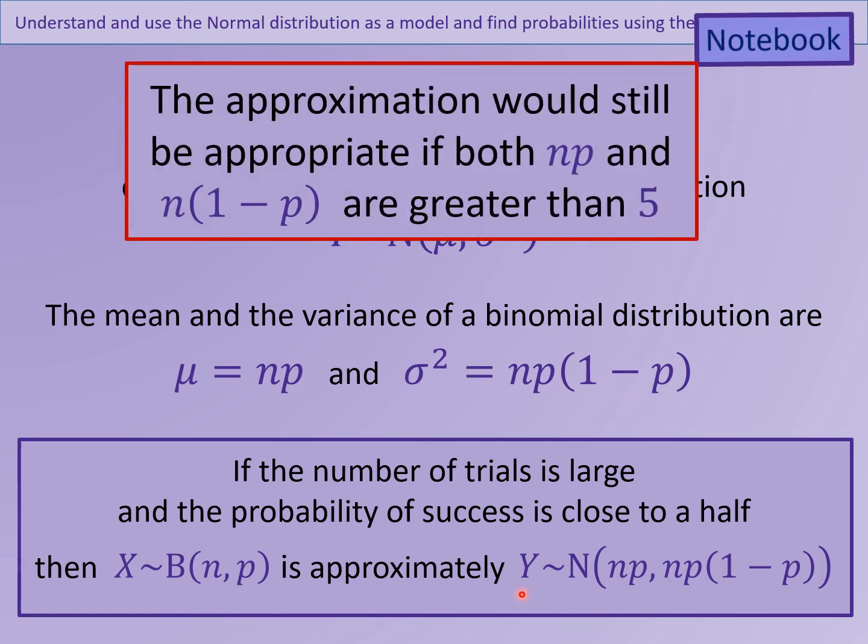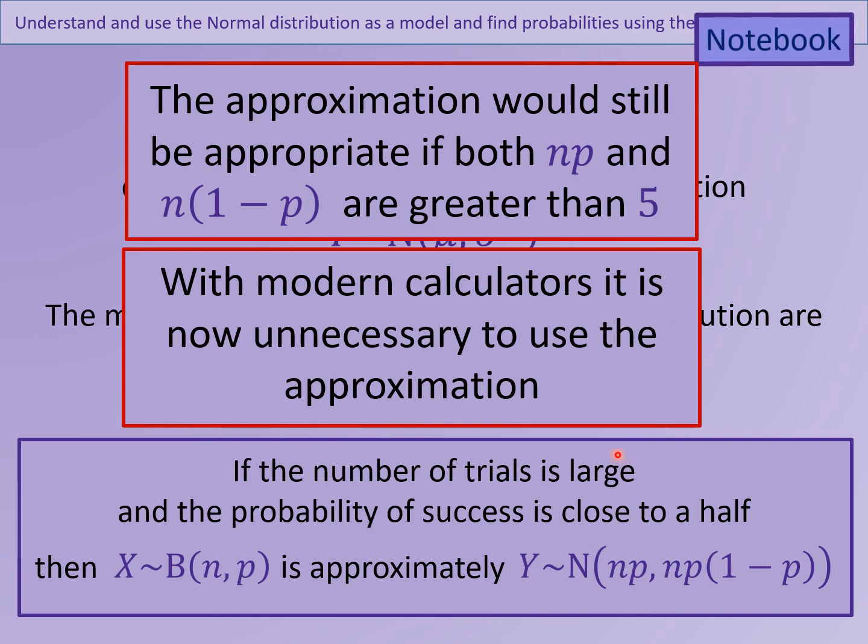The approximation would still be appropriate if both np and n times (1 minus p) are greater than 5. That's a nice little tool just to use. To use the approximation, if you try the mean and it's greater than 5, that's good. But also, if you try the number of trials times the probability of failure, okay? It's not a strict rule, but it's a good indicator of whether the approximation is still good. And the examiner will expect you to know that. They could ask you that. Is this appropriate? You can say yes, because the mean is above 5, but also the number of trials times the probability of failure is greater than 5 as well.